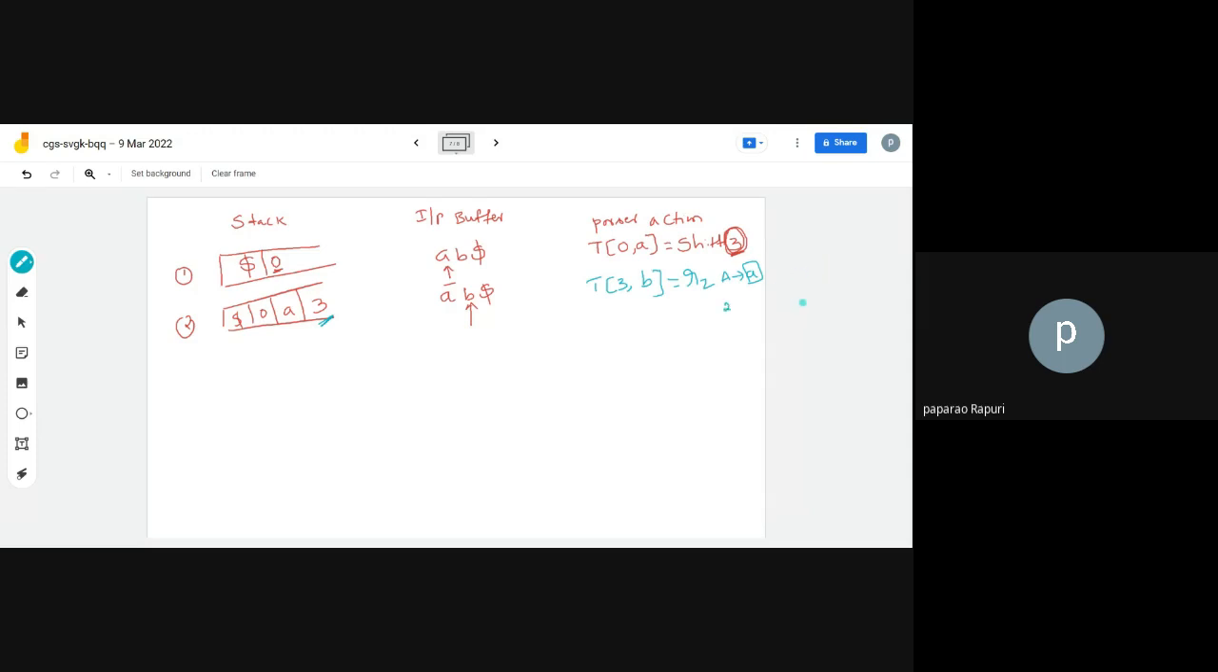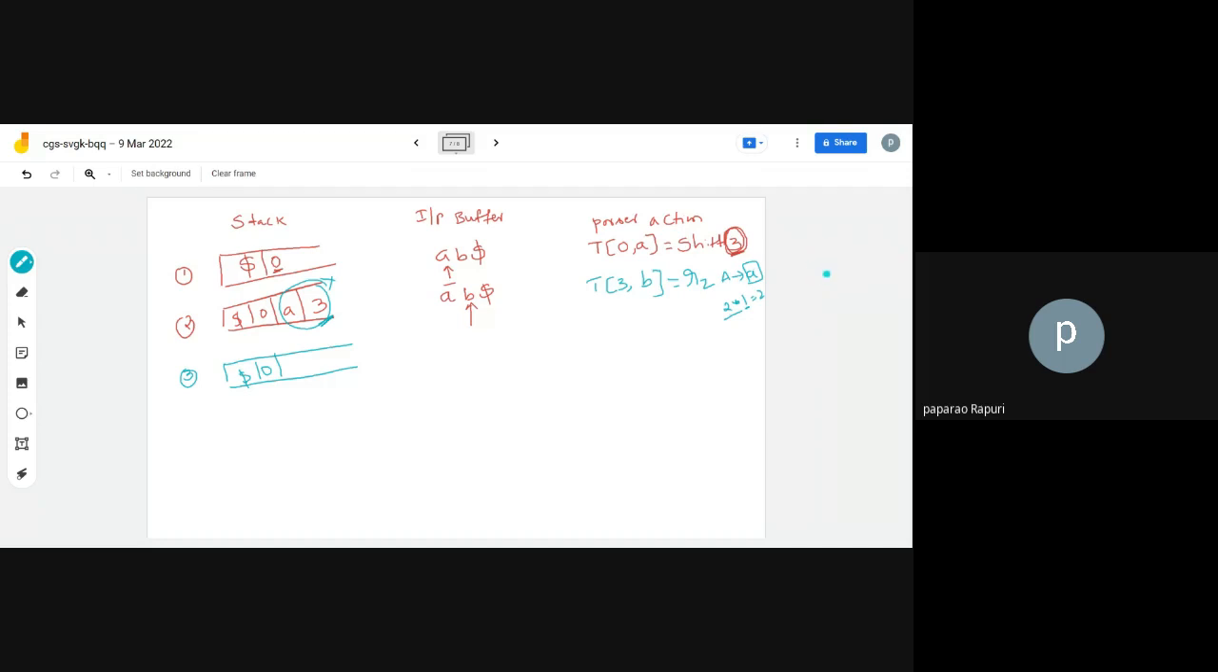Only 1. 2 into 1, 2. So we need to pop 2 symbols. Here, these 2 symbols we need to pop. After that, the stack is $0, and these 2 are popped. These 2 are popped based on the formula 2 into B. Here B is 1. I hope you understand, sir.